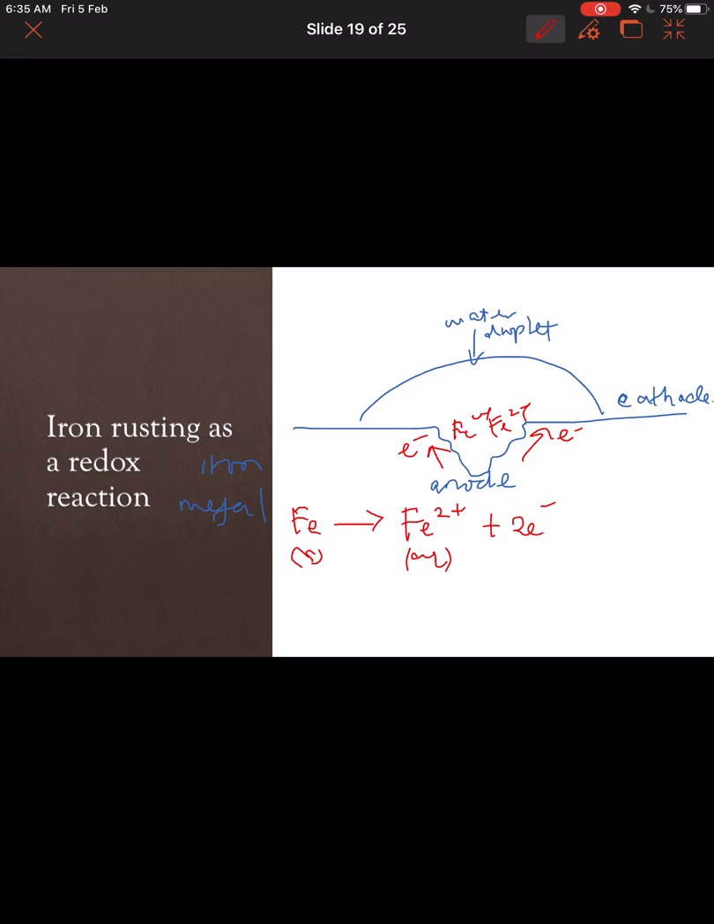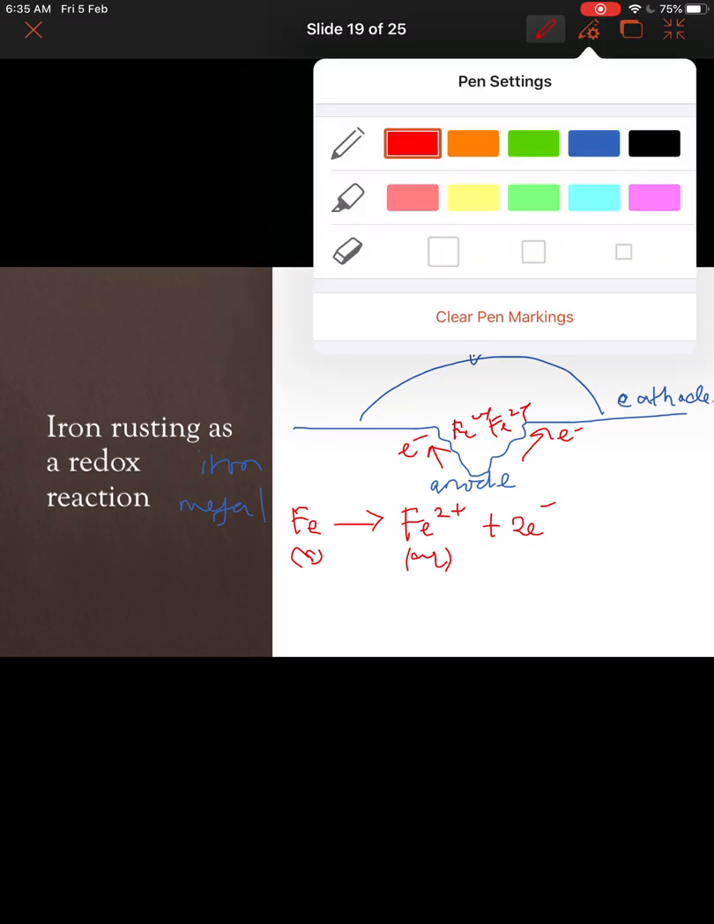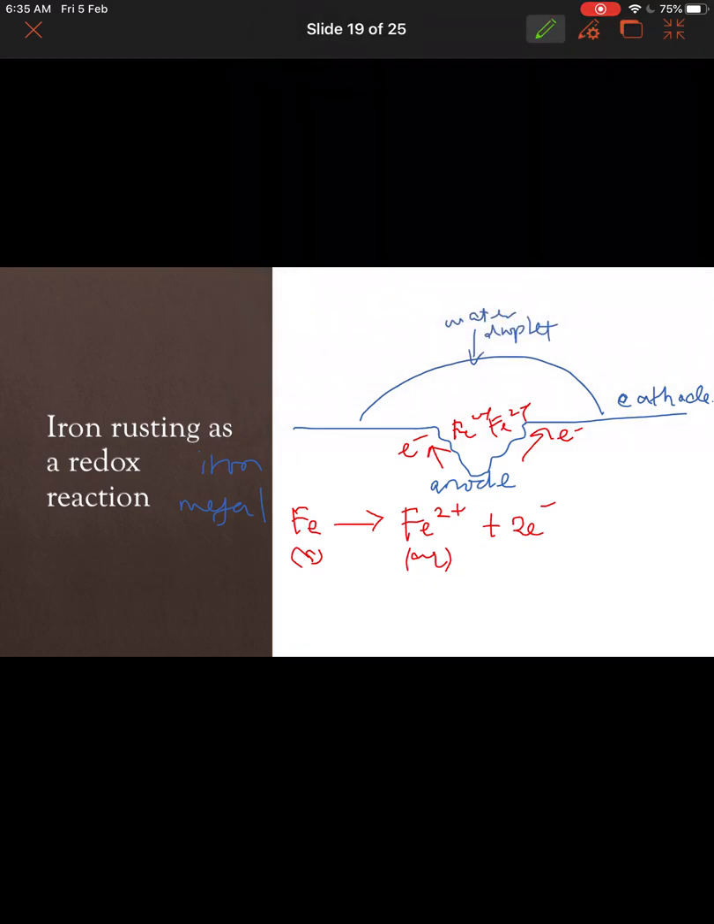The concentration of oxygen is higher di sini. Right. So berlaku reduction terhadap oksigen bila mana dia terima elektron.